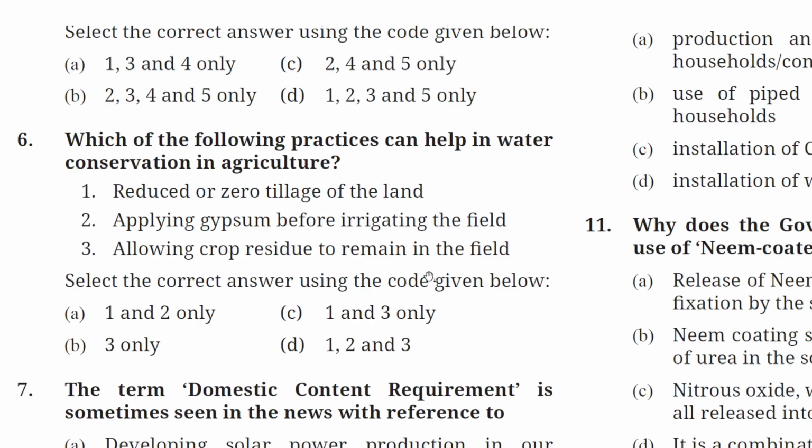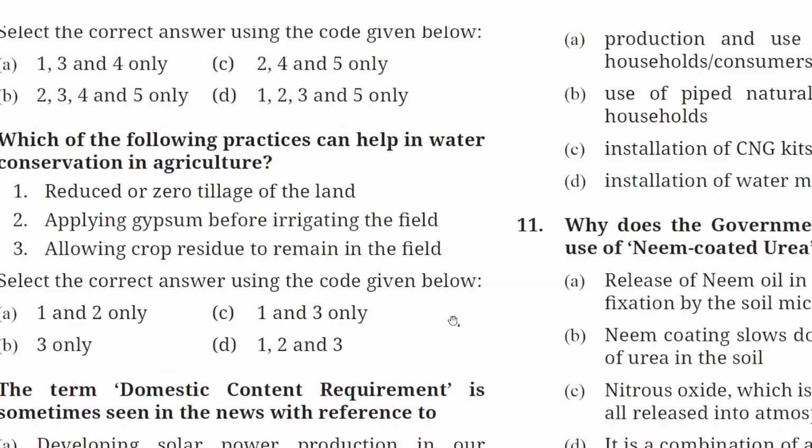The term domestic content requirement is sometimes seen in the news with reference to. So the term domestic content requirement has self-explanation. Basically, it is all about developing the solar power production in our country.